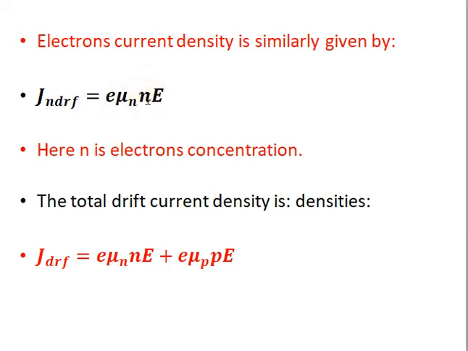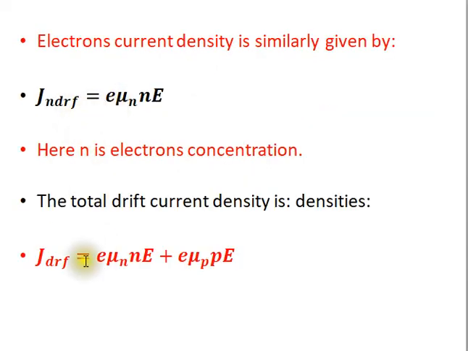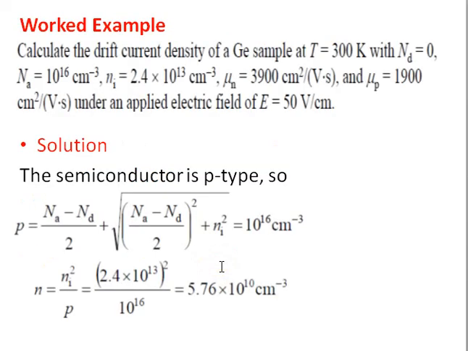So if you want to find the overall current density, you add that of electrons to that of holes. That is this one for the holes, you add it to this one for electrons, and you end up getting this. From here you can see small e and capital E are common. If you factorize it out, we can have e times E into (mu N times N plus mu P times P). Now with this formula, let us take a typical worked example.